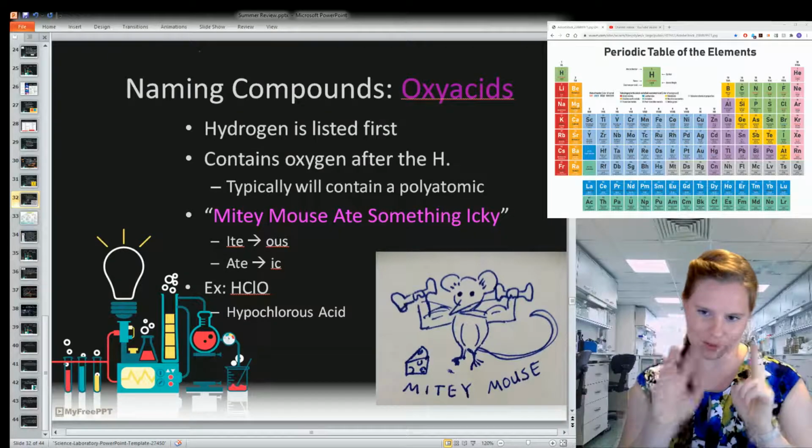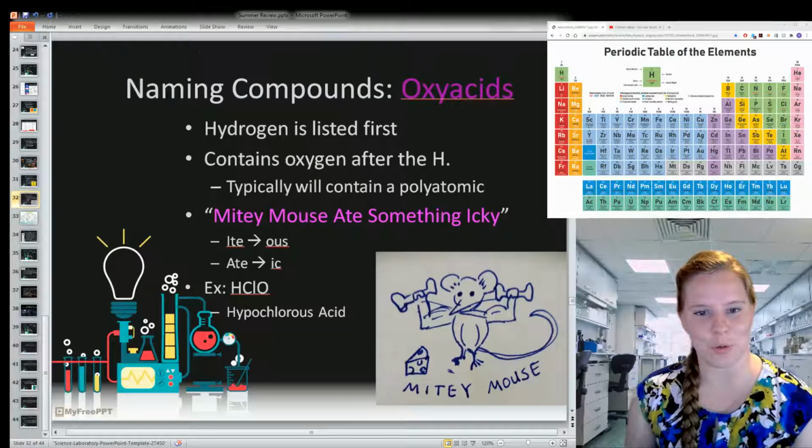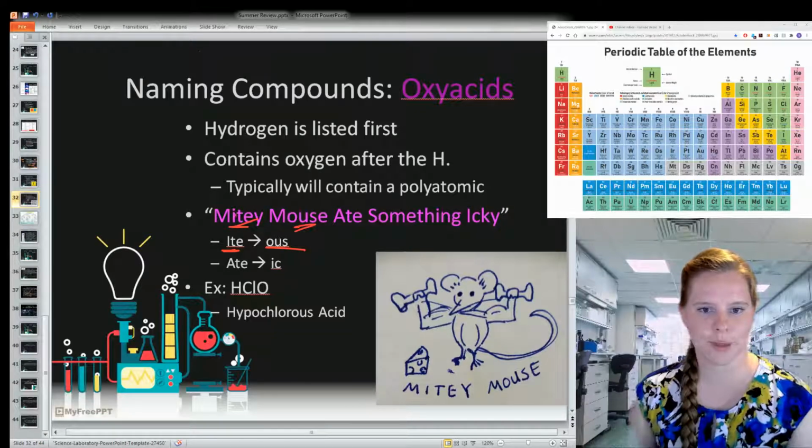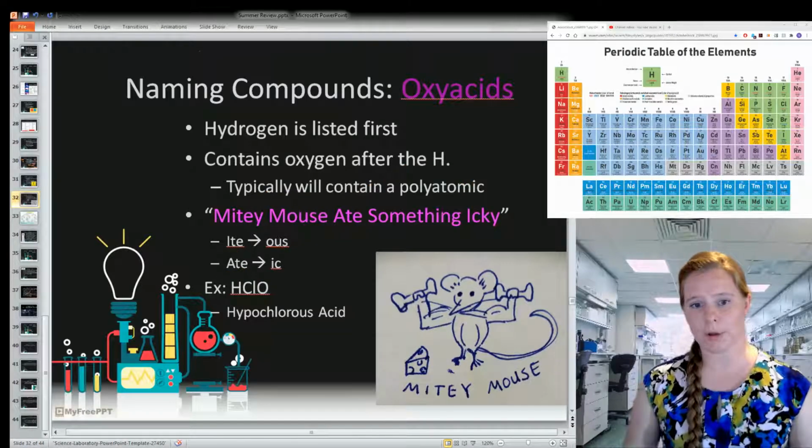So my little silly phrase is Mighty Mouse ate something icky. I know that sounds really weird, but it will help you remember, okay? Because you gotta change the ending. If you have an ite ending, you're gonna change that to us. So you see it here, Mighty Mouse: ite becomes us. And then if you have an ate ending, you're gonna change it to ick. Okay, so ate something icky. Ate changes to ick. And there's a little drawing of them, so that helps you remember.